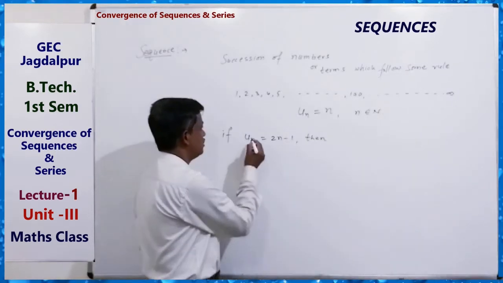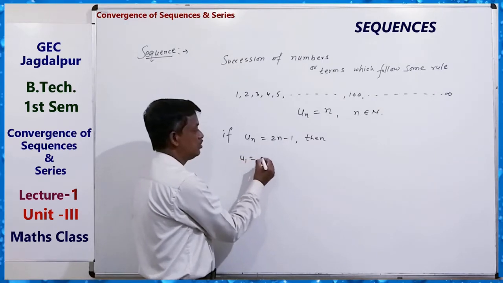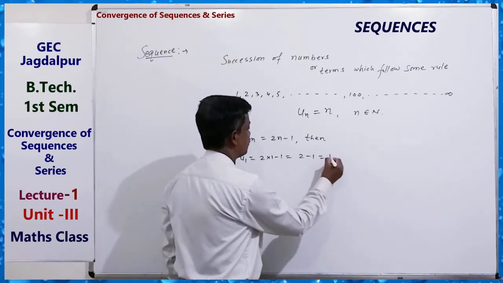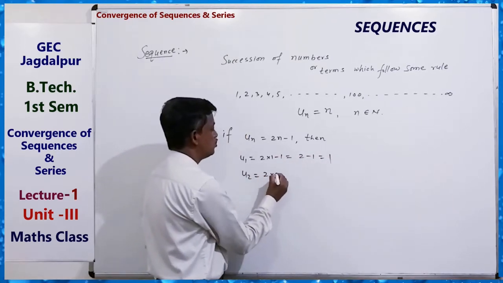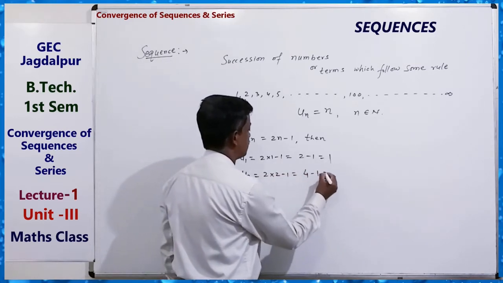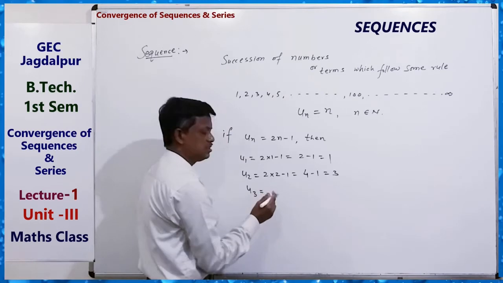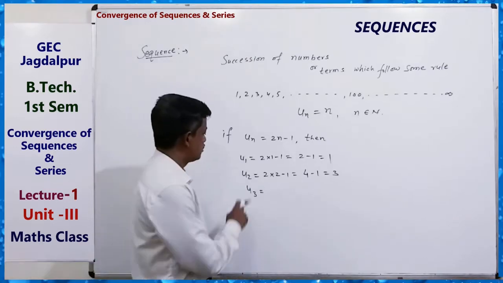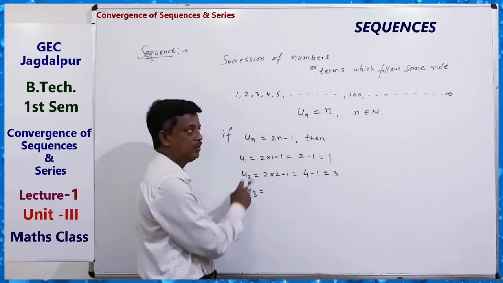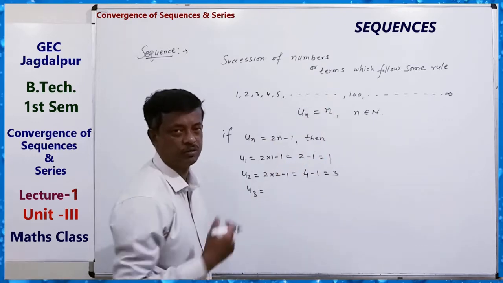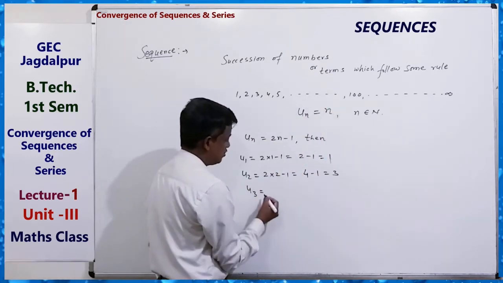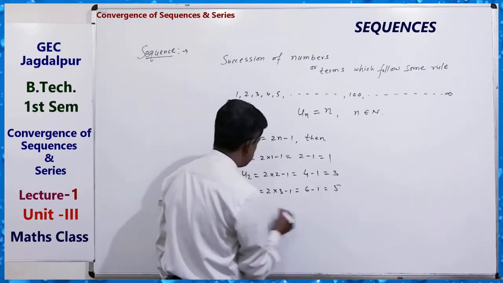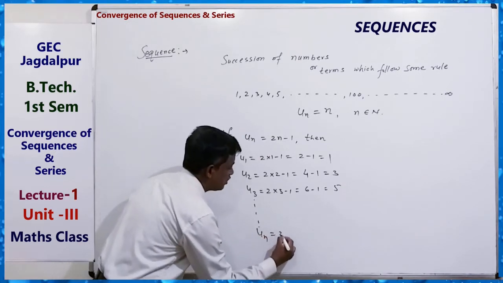So here un equals this, that means u1 equals 2 into 1 minus 1, equals 2 minus 1, equals 1. u2 equals 2 into 2 minus 1, equals 4 minus 1, equals 3. Just put the value of small n as 1, 2, 3, 4 and so on. So here 1, 3 are the first element, second element of the sequence. Similarly u3 equals 2 into 3 minus 1, equals 6 minus 1, equals 5. So we can find the nth element is 2n minus 1.